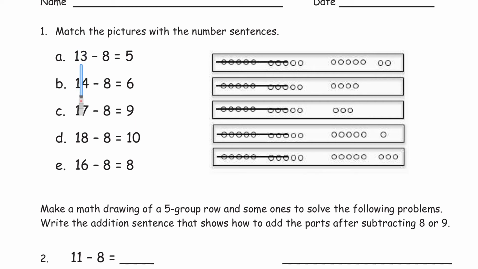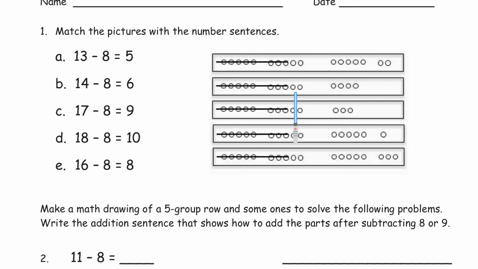Let's take a look at A. 13 minus 8 equals 5. So we have to find something over here with 13 dots total, 8 taken away, and 5 left over after we take away those 8. So what I'm going to do is look for 5 dots that are not crossed out.